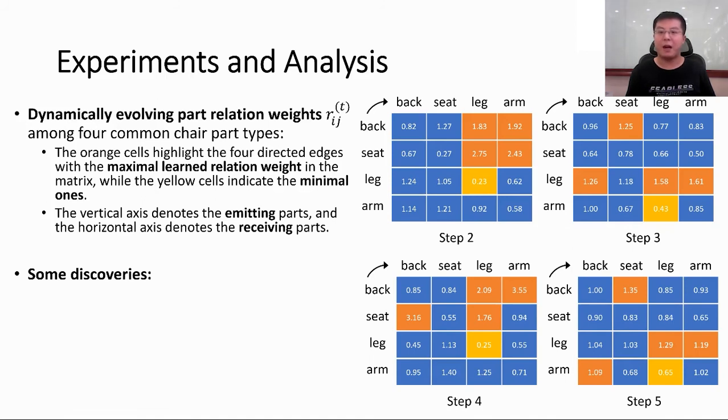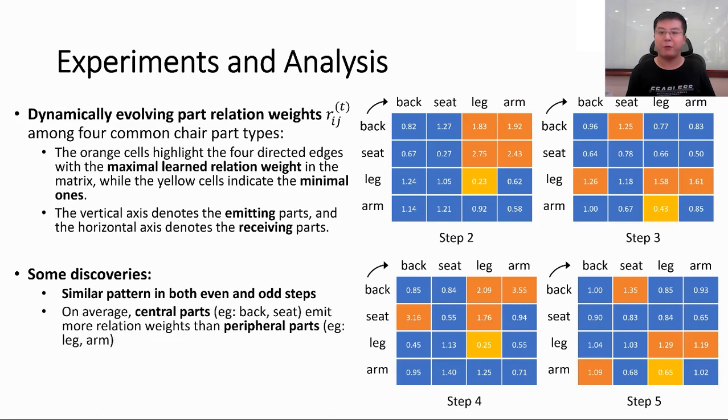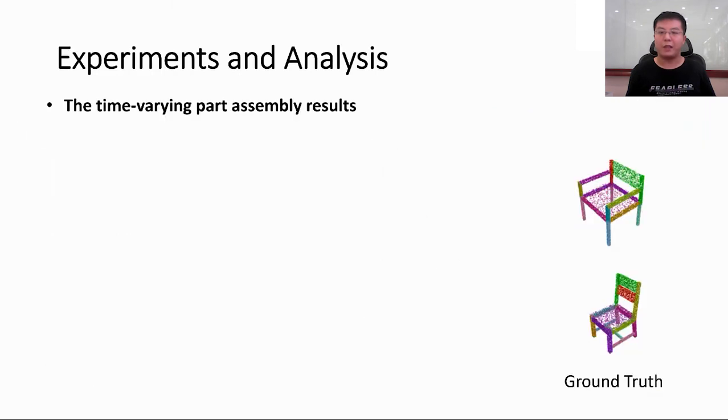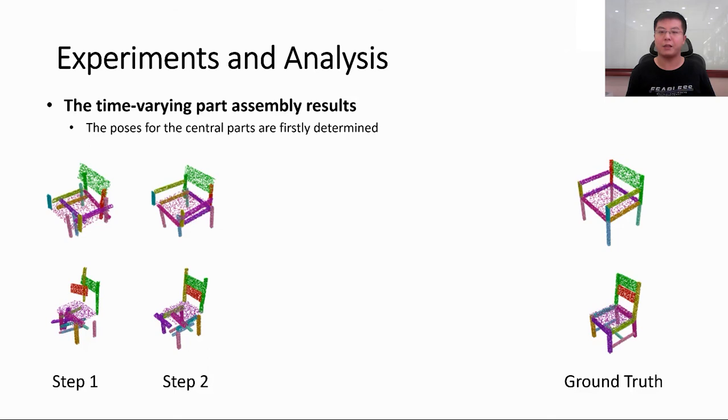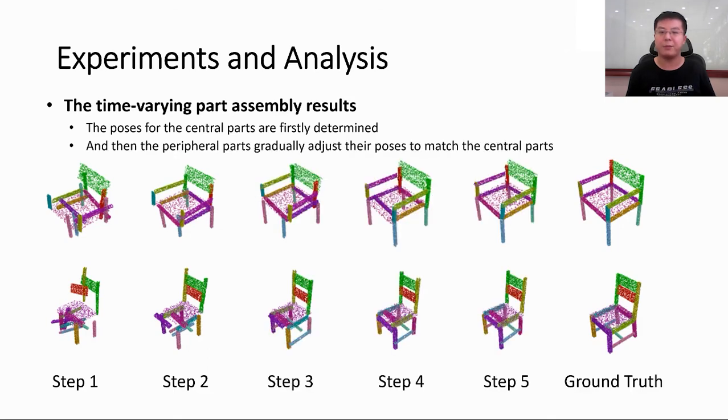We can see similar patterns in both even and odd steps. On average, central parts emit more relation weights than peripheral parts, indicating that central parts guide the part assembly process more. We can see from the time-varying part assembly results that the poses for the central parts are firstly determined, and then the peripheral parts gradually adjust their poses to match the central parts.